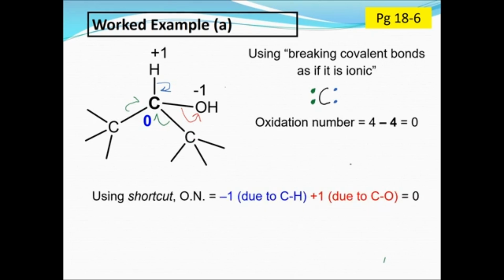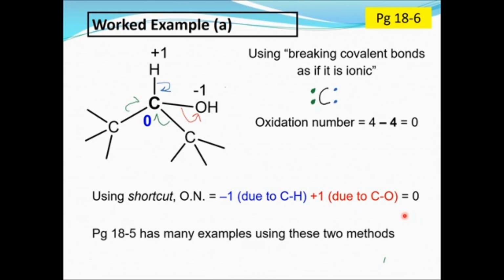If we do the shortcut method, the oxidation number due to the CH bond, because hydrogen here is at +1, will lose both electrons, you take it as -1. Then the CO is only one single bond. The shortcut method will give it a +1. So in total, the oxidation number will be 0. As I said earlier, page 18-5 has many such examples using these two methods. You could consider them to see if you fully understand.